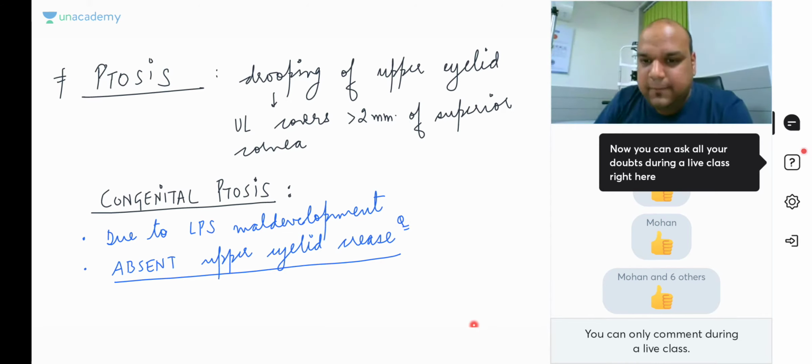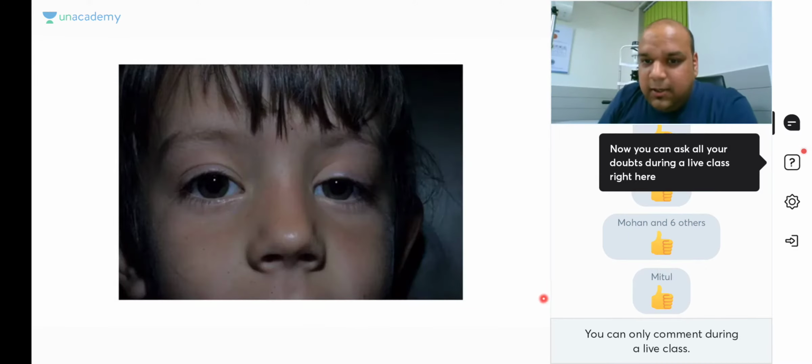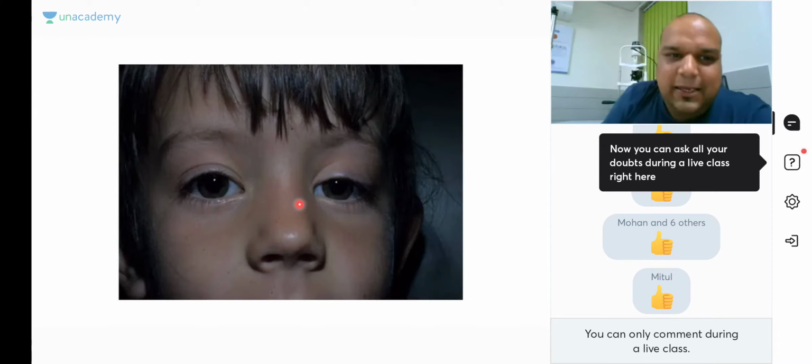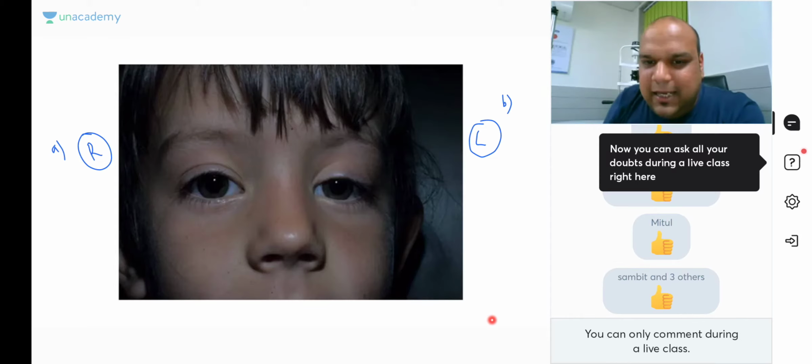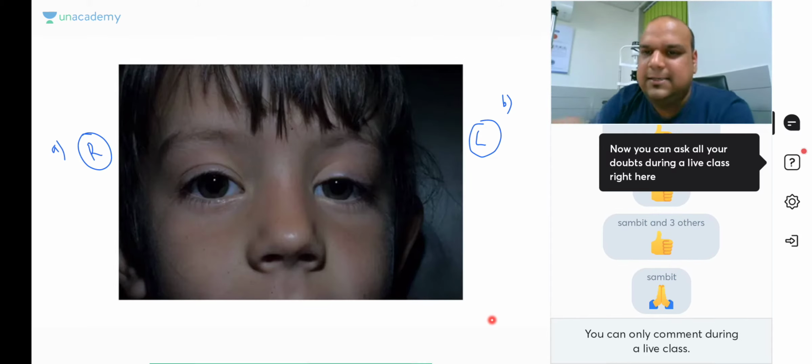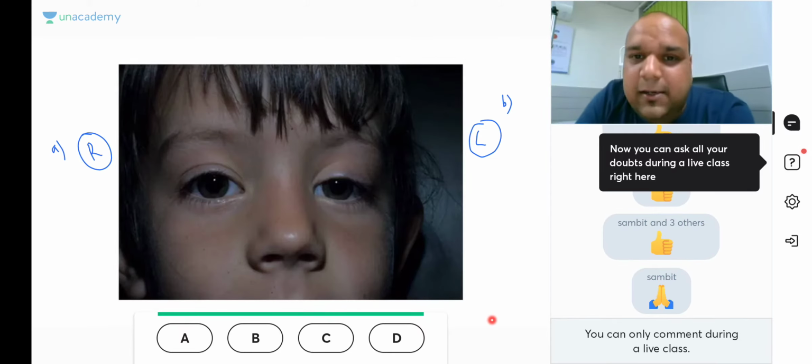I will show you a photograph, everybody. Okay. Again, guys, I don't know whether you're understanding or not. If you are understanding anything, or if you don't understand anything, just make sure to ask me or give me some sign or indication that you do understand this. Everybody, can you tell me which eye has absent upper eyelid crease? Right eye or left eye? Option A, option B. Which eyelid has absent lid crease? So that means basically which eyelid has congenital ptosis? That's my question. Option A, right eye. Option B, left eye. Which eye has congenital ptosis?